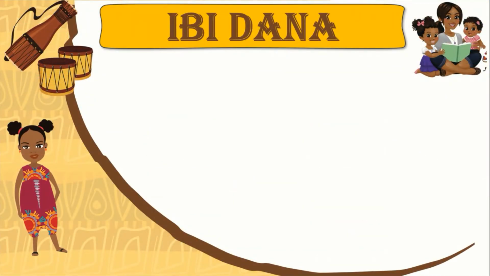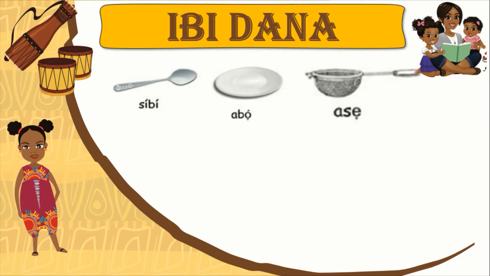Now, what are the things you find in your kitchen? Can you mention a couple of things that you have in your kitchen? We are going to mention a couple of things in Yoruba. Shibi is a spoon. Abo is a plate. Ase is a sieve. Ase, a sieve.